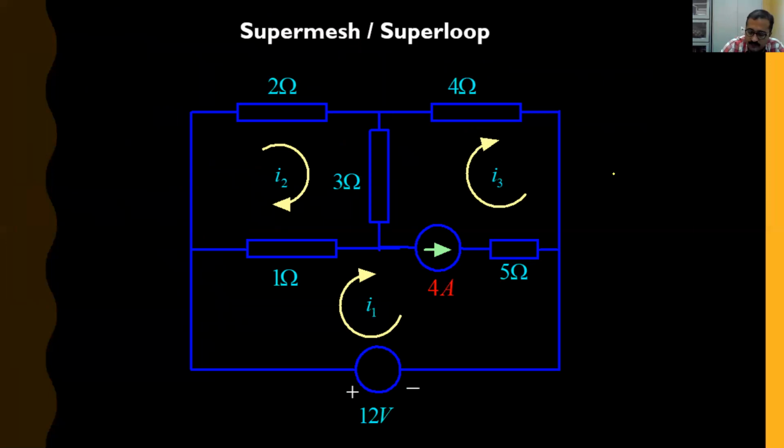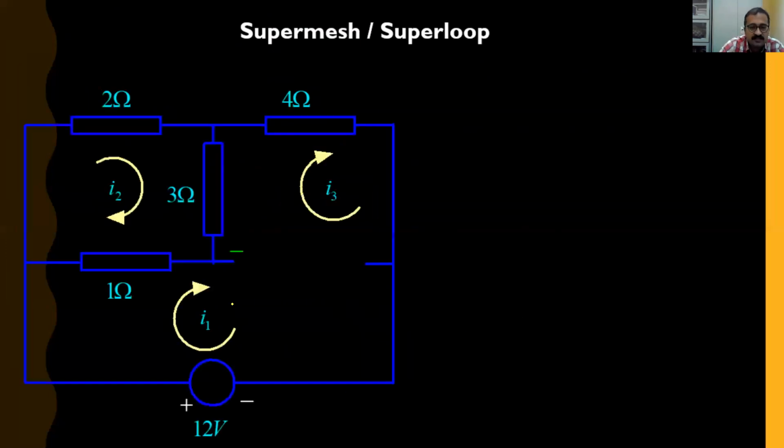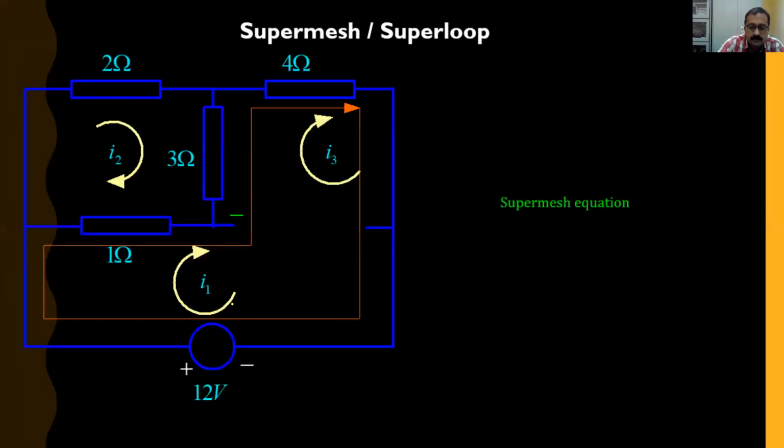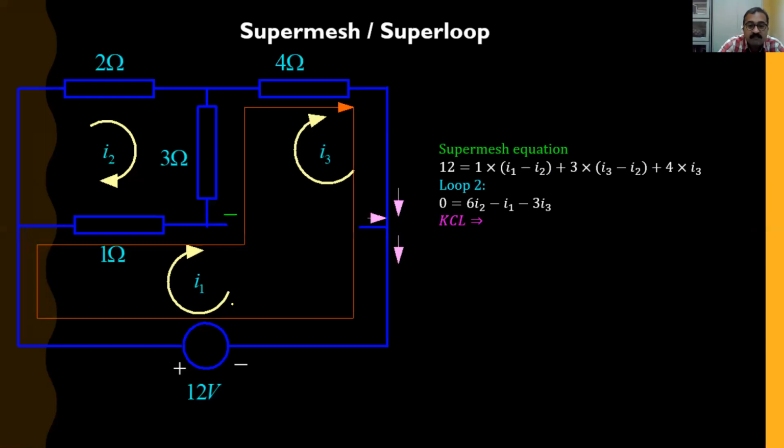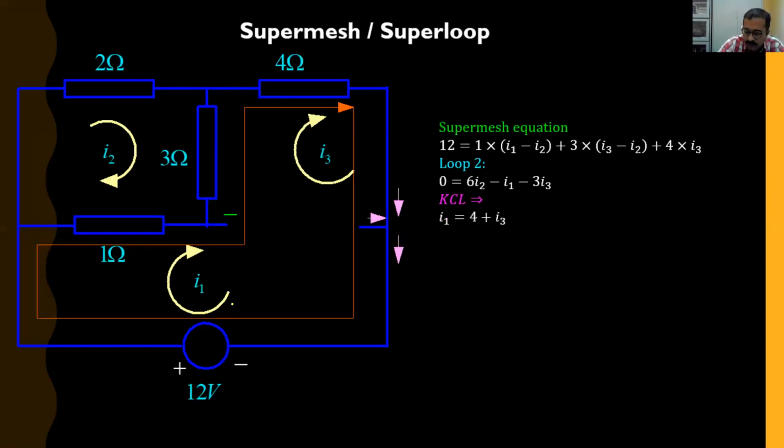Otherwise, if you assume a super mesh, what happens? You have to combine these two, like this. This will be your super mesh. Fine. So you will get these equations. From loop 2, you can apply that KVL, and KCL will give you I1 as 4 plus I3, and so on. Okay. So what's the answer? You will get Vx equal to 12 volt, I1 equal to this, and so on.